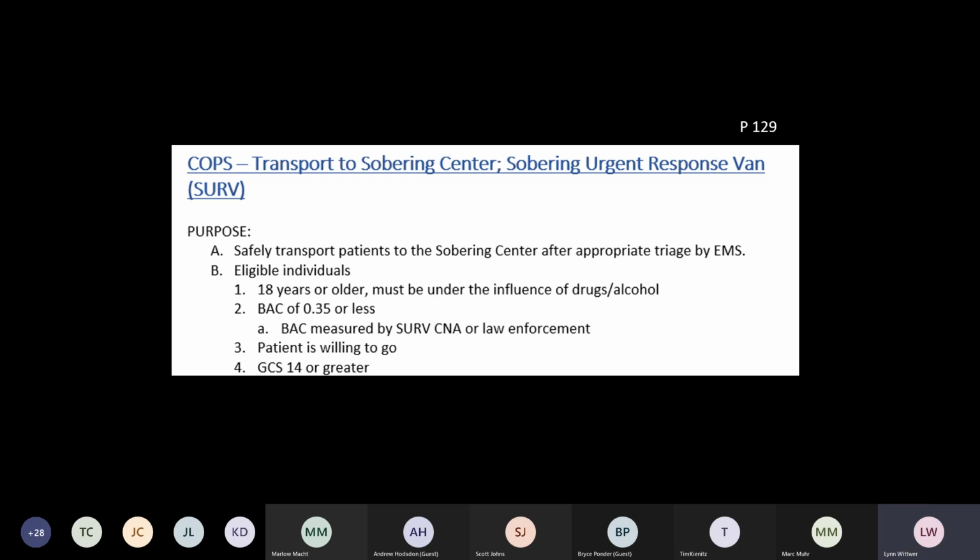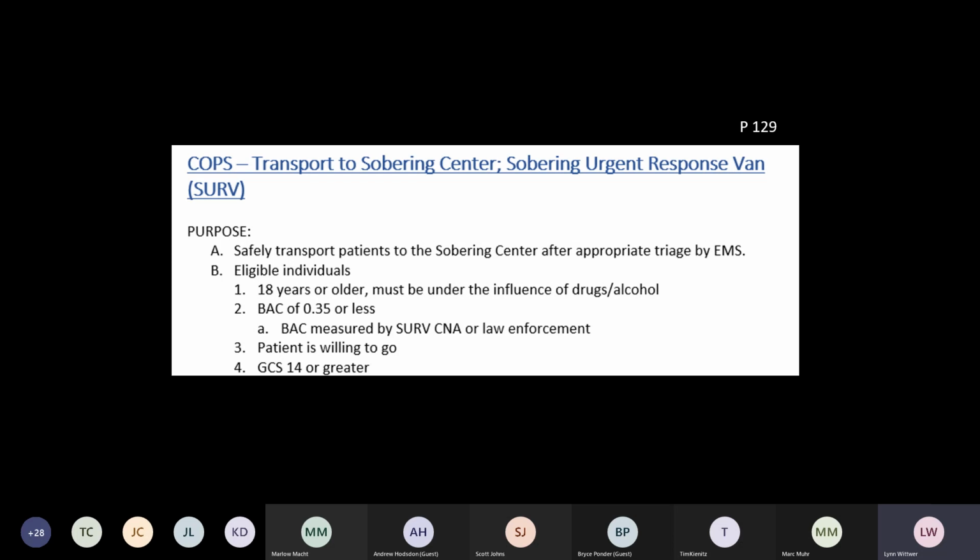Now, as you know, we have the SERV van, the Sober Urgent Response van, which is available sometimes of the day. It is now starting up again, and it's to transport patients to the sobering center. Sometimes it's not available, and it is allowable now by state law to transport a patient to an approved sobering center, or to an alternative behavioral health plan by ambulance, with a couple of caveats for sobering units.